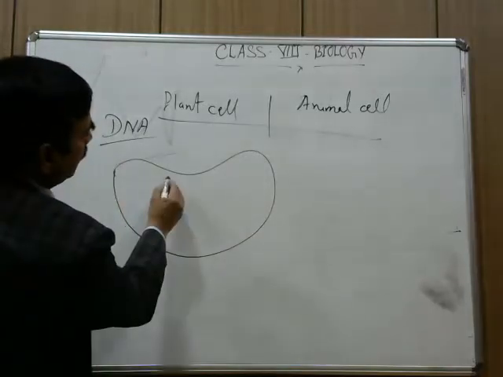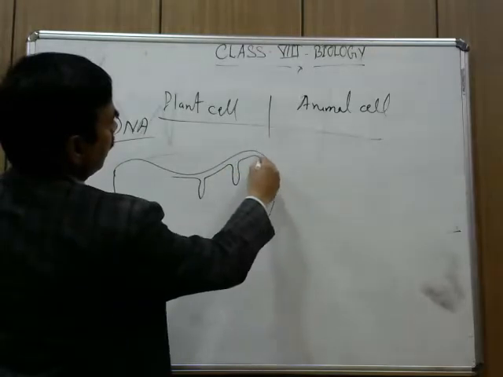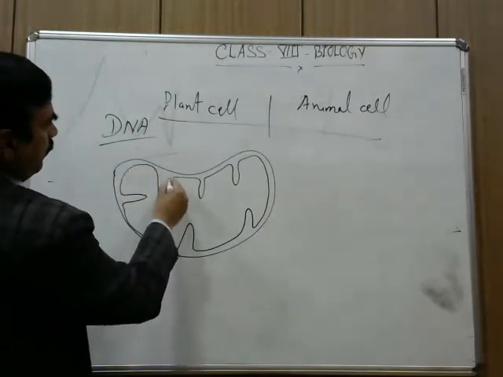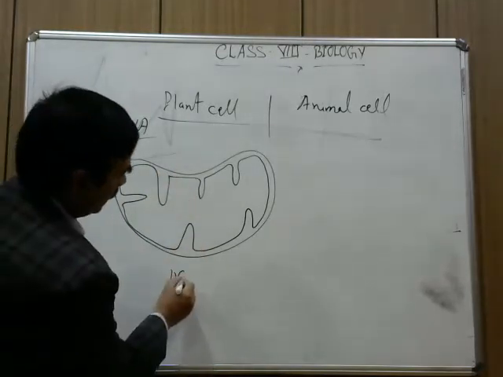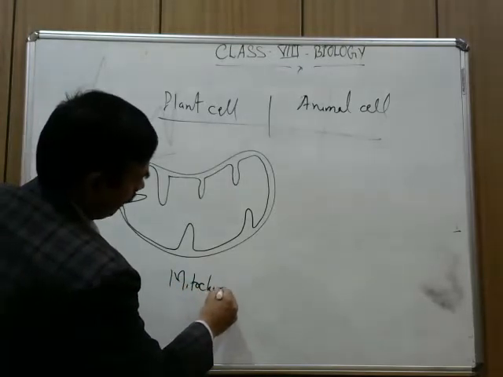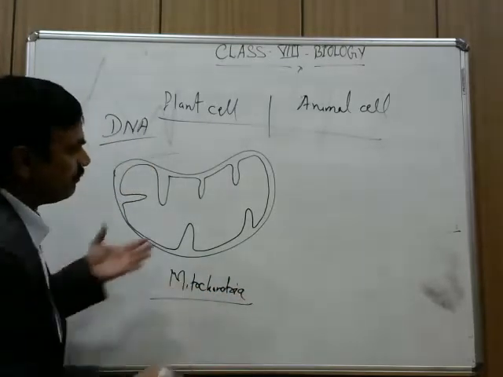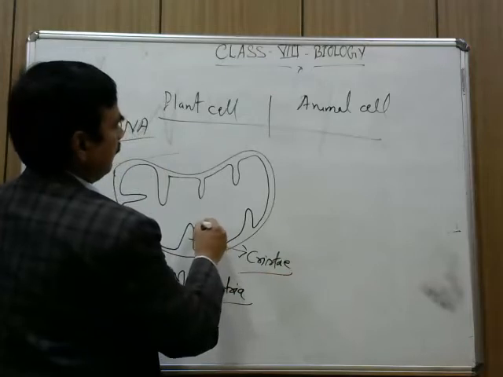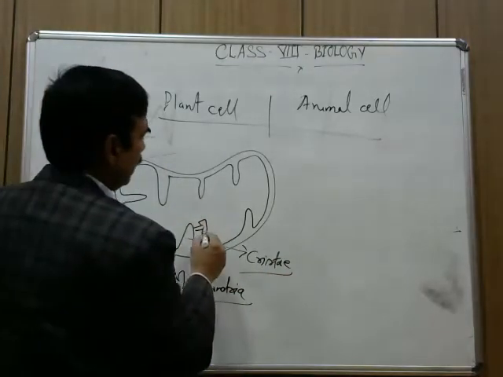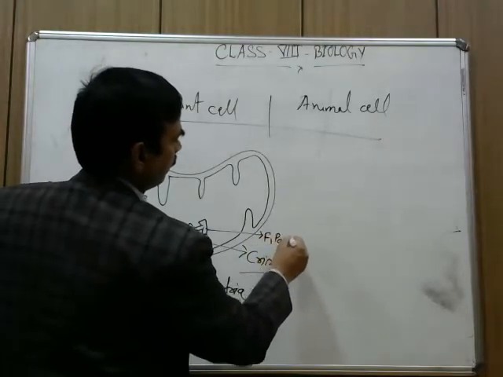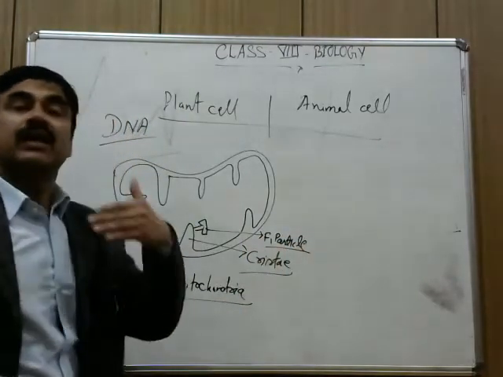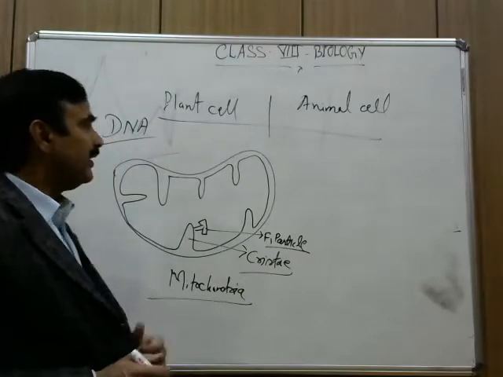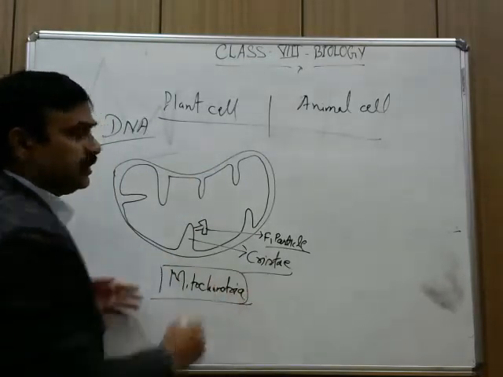The mitochondria's inner wall is folded. This is the mitochondria, and these inner walls make the cristae, finger-like projections. And here these are F1 particles. The F1 particles produce the ATP. That is why this entire mitochondria is called the powerhouse of the cell.